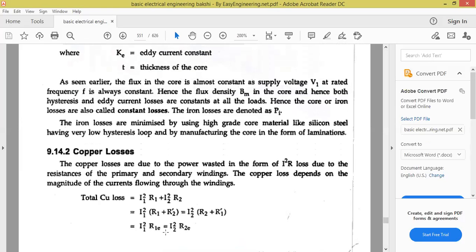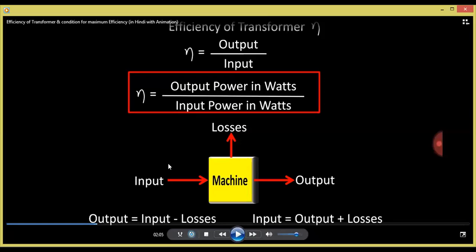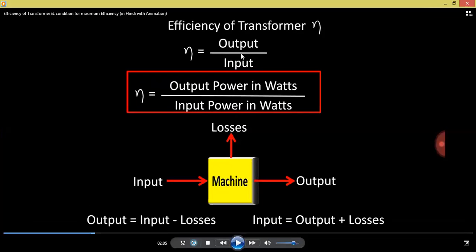I1 square into R01 equals I2 square into R02. By substituting the value of R2 dash, we obtain this formula. So let us start the derivation of the efficiency. So, all the students, efficiency is output by input, that is, output power by input power.